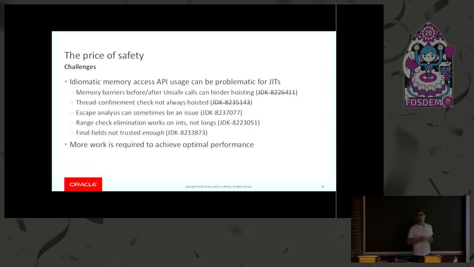Thread confinement checks were not very well treated by C2, most of all because Thread.currentThread was not being perceived as a constant by C2. So Vlad did some work in order to fix that, and now performance is a little bit better, although we have to disable this optimization on the Loom branch, because this of course creates all sorts of havoc with fibers.